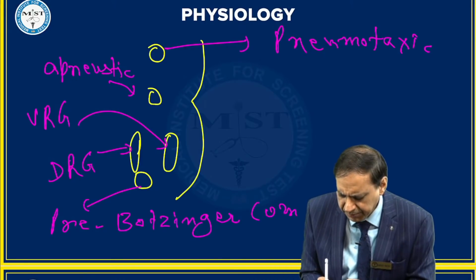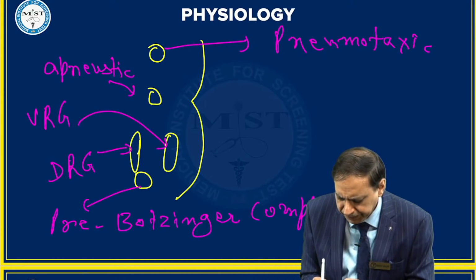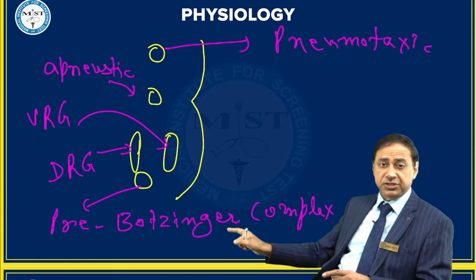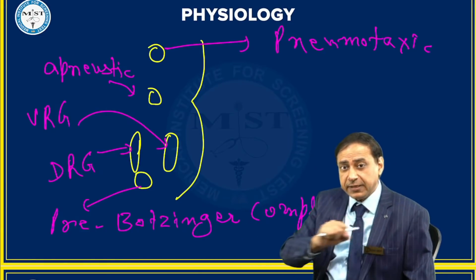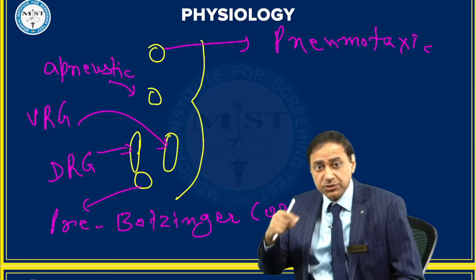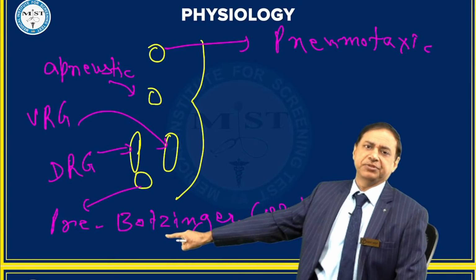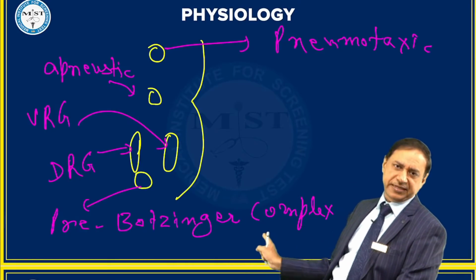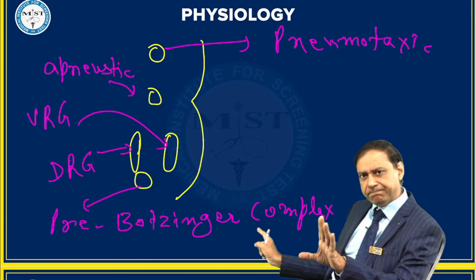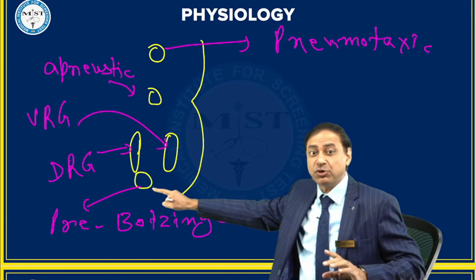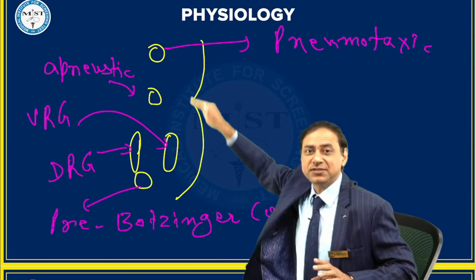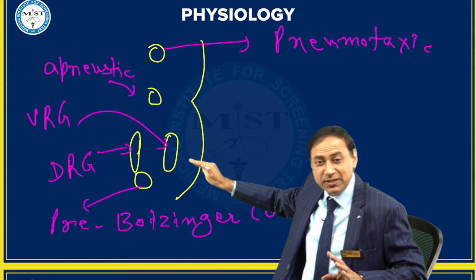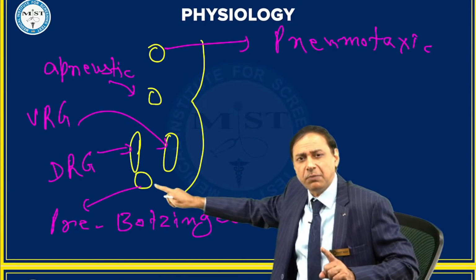So just remember a few things here. Number one, pre-Bötzinger complex. Who is the pacemaker for respiration? Pre-Bötzinger complex. This is the pacemaker. This is present in the medulla oblongata. This is pons, this is medulla. So in the medulla oblongata, the pre-Bötzinger complex is the pacemaker.